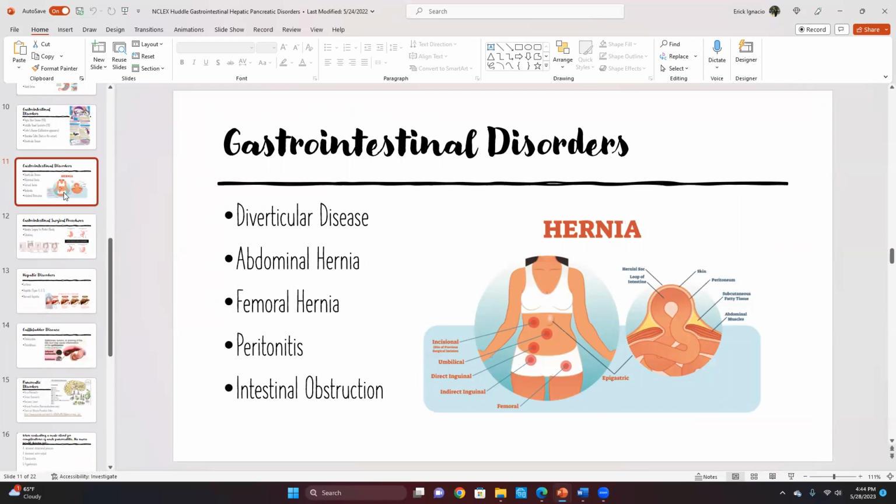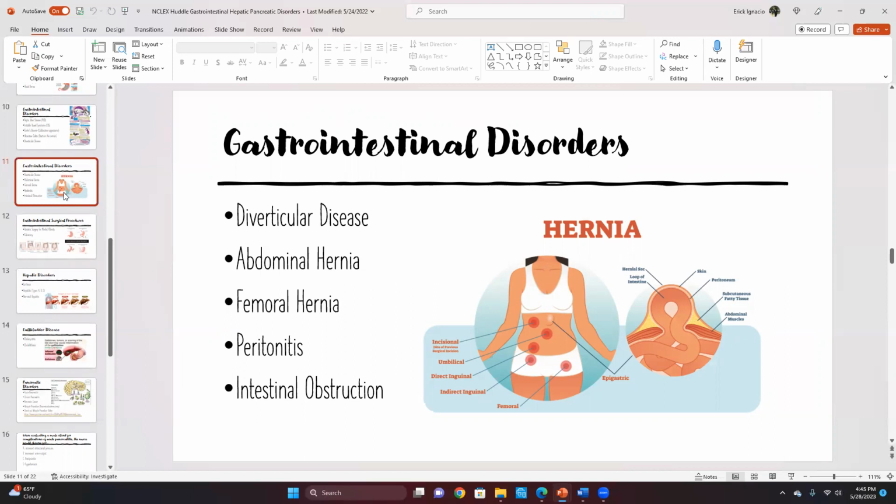So when you think GI, I want you to think everything from the mouth to the anus. So anything within that realm can be affected when the patient has a gastrointestinal alteration. Also remember that the liver, the pancreas, the gallbladder are accessory organs to the digestive system, so we can include them as well in alterations.